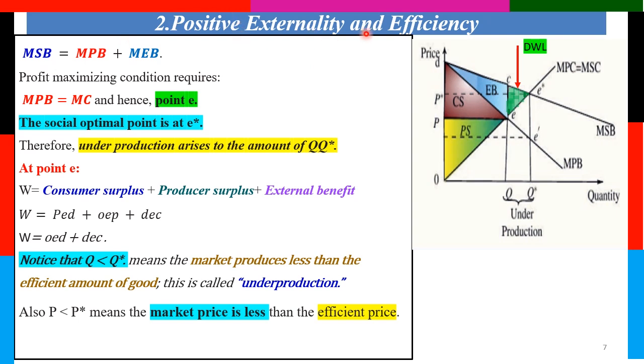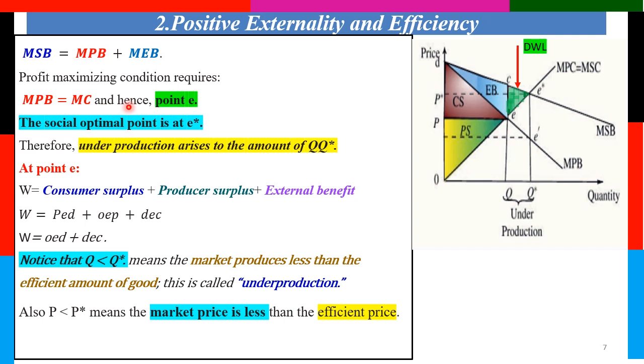Positive externality and efficiency. Next to the negative, we now have the positive externality. Similar to the negative, we have marginal social benefit under the positive, which covers the benefits. Marginal social benefit is equal to marginal private benefit plus marginal external benefit. Profit maximizing condition requires what? Marginal private benefit is equal to marginal cost.